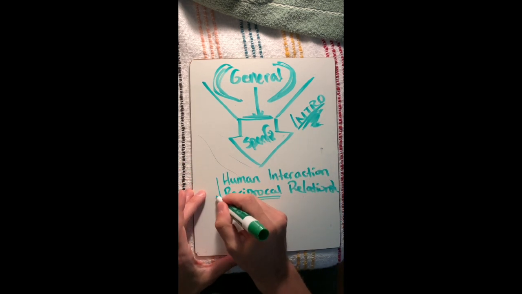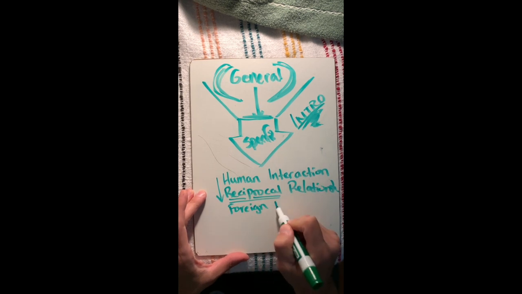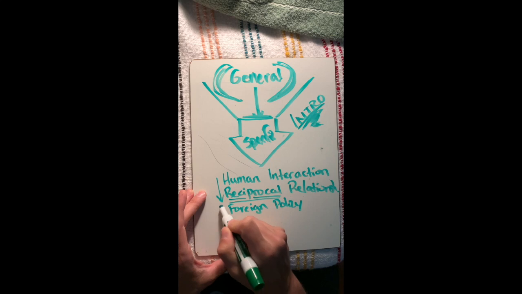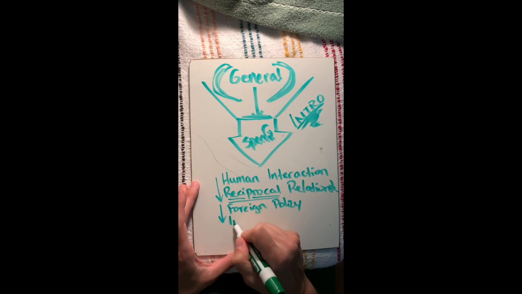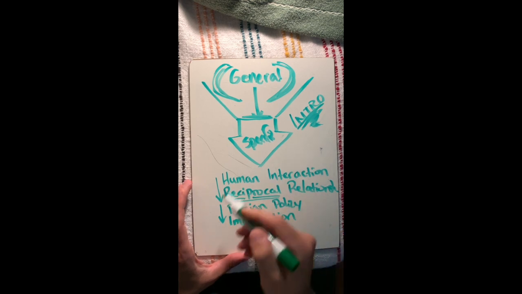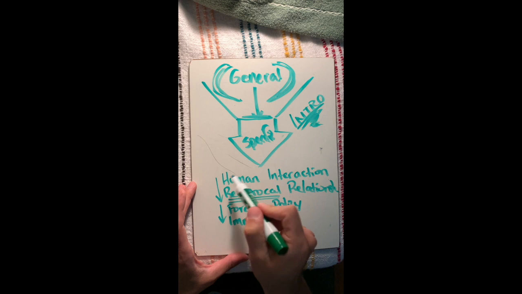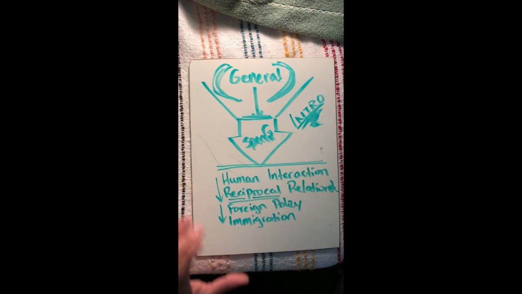Obviously then we would move down to foreign relations. Foreign policy and relations is another general thing. Then obviously we would eventually get down to immigration, right? So if we wanted to start really broad, really general, we would go way back up here and say human interaction.